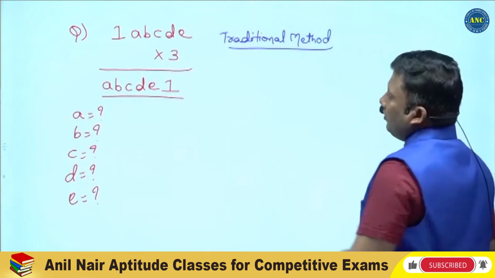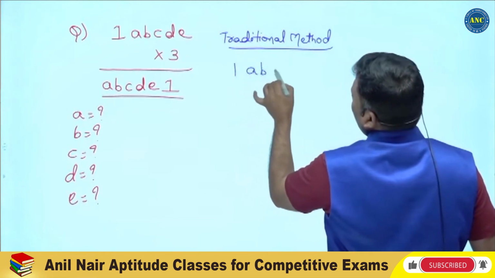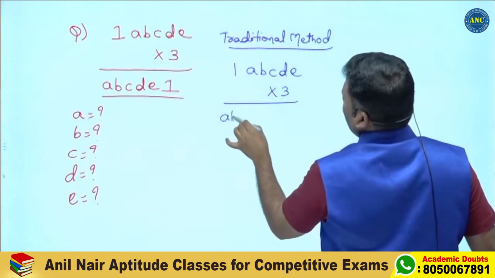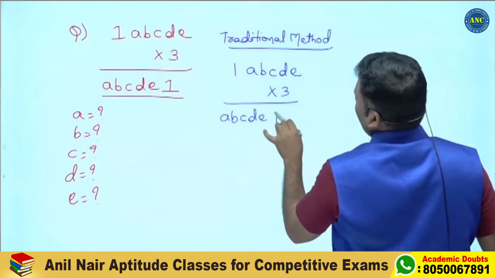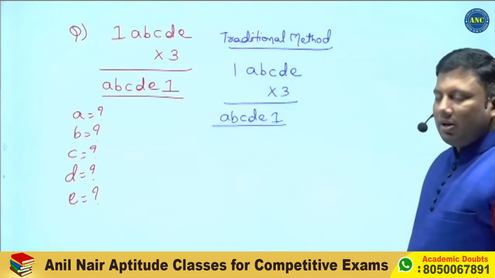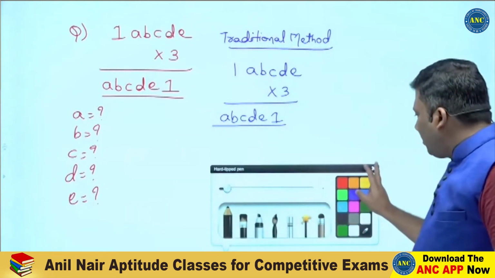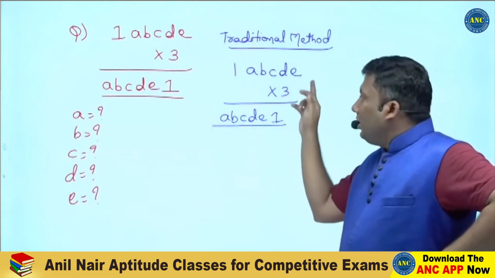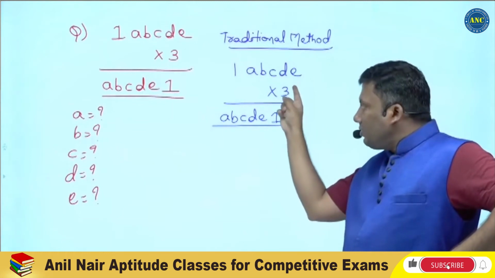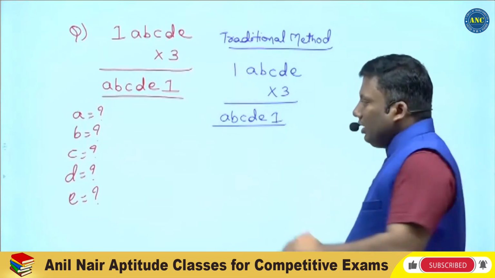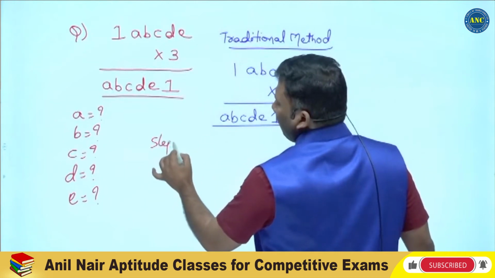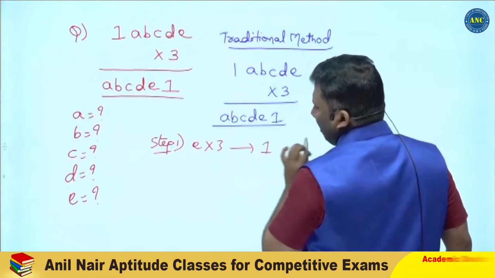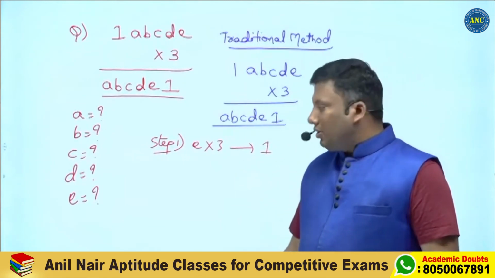How will most of the students solve this problem? See here, sir. 1 A, B, C, D, E into 3 is A, B, C, D, E ending with 1. How will students solve? E is multiplied by 3. E is a digit. That digit is multiplied by 3. Listen carefully: E multiplied by 3, I get 1 at the end.